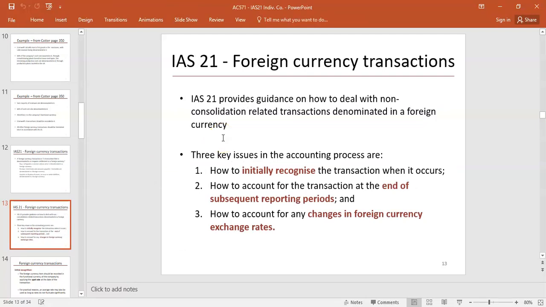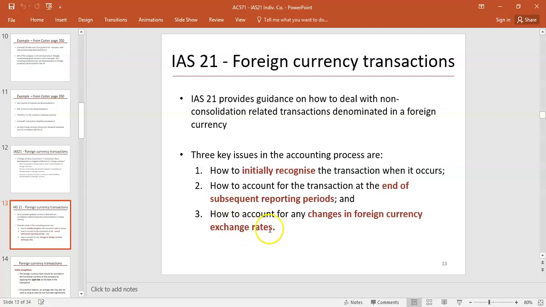How do you initially recognize the transaction? So when I make the sale, how do I recognize that sale? How do I account for the transaction at the end of the subsequent reporting period? So if I still owe money in a foreign currency, or I am owed money, for example, a trade receivable at the year end, do I retranslate it? Do I wait and retranslate it when I get paid? Or what are the rules?